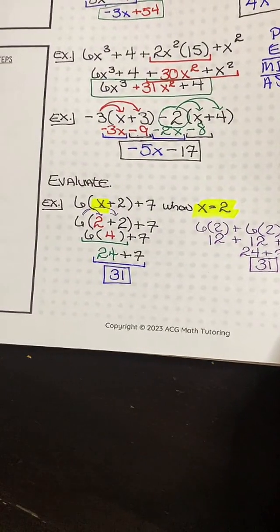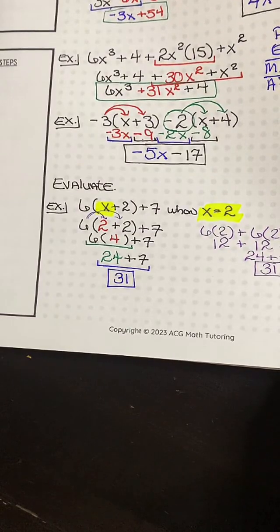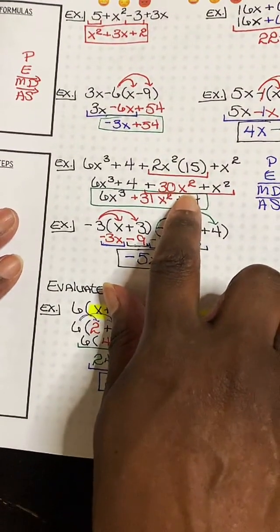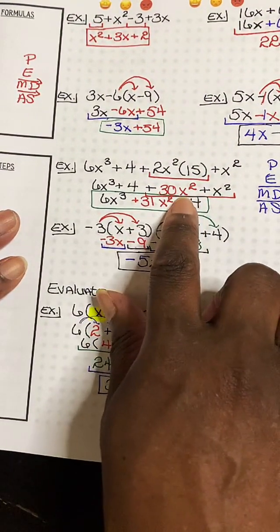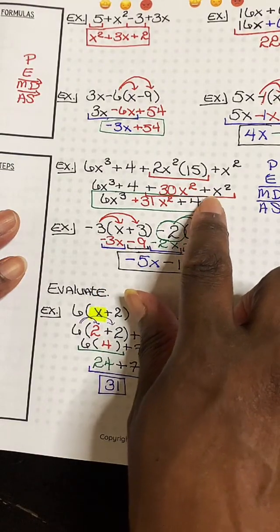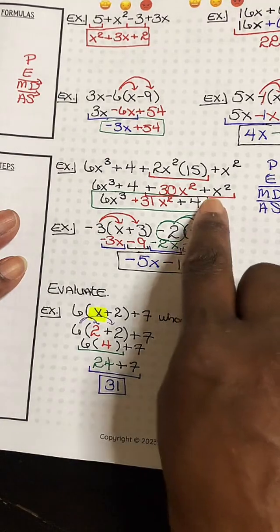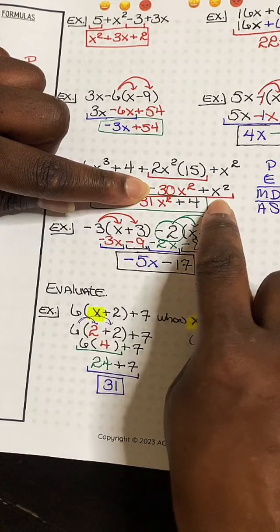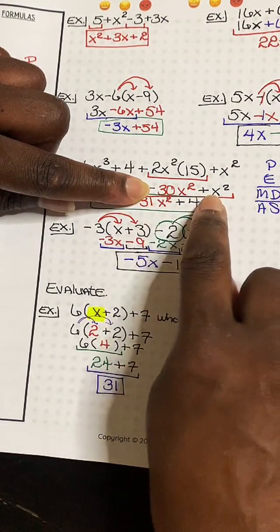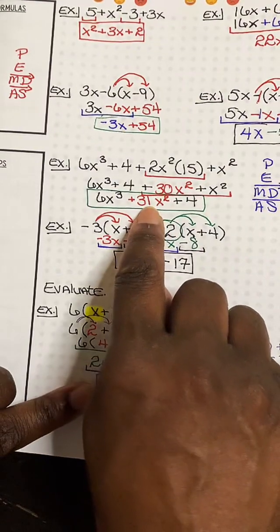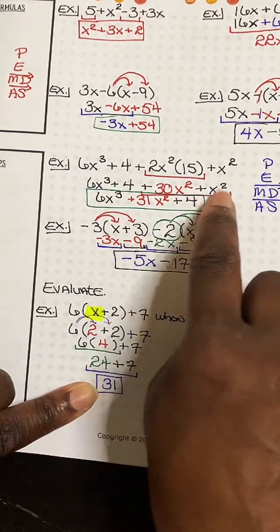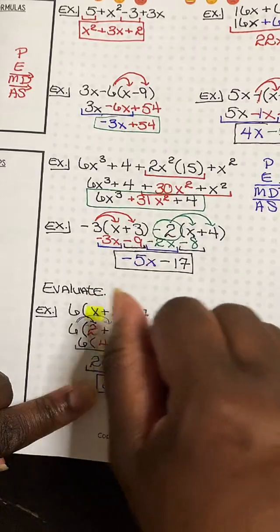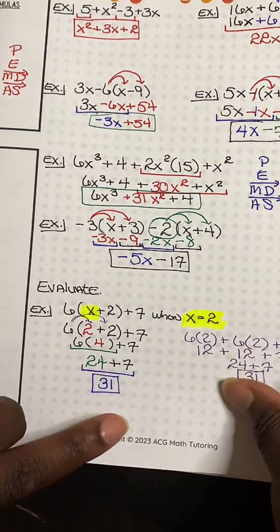Let me see if I can find it. Let's say, for example, right here, we have 30x squared plus x squared. Remember, it's assumed that there's a 1 in front of that x. So those are considered like terms, and all you have to do is add the 30 and the 1. That's where the 31x squared came from. So the exponents don't do anything when you're adding or subtracting. You're just playing the matching game so you can figure out which ones are your like terms.